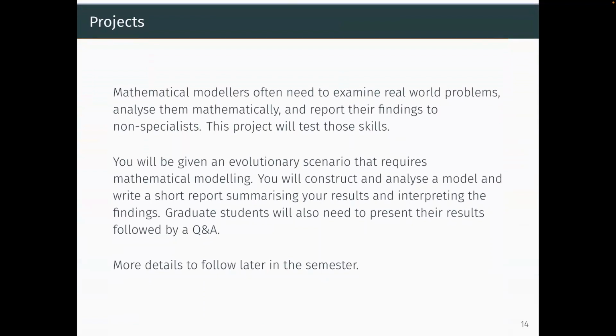Projects. I said there'll be a project in July, roughly 4 weeks or so from when you'll set it to when it's due. So we typically, as mathematical modelers, have to analyze these real world problems. I've said this already today, right? And we have to report those findings after we've done some analysis. So the project is designed to test those skills. So you're going to be given some evolutionary scenario that requires you to do some mathematical modeling, and then you're going to be doing some modeling and then writing a short report about that, okay?